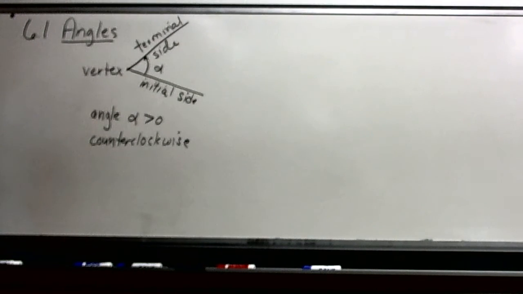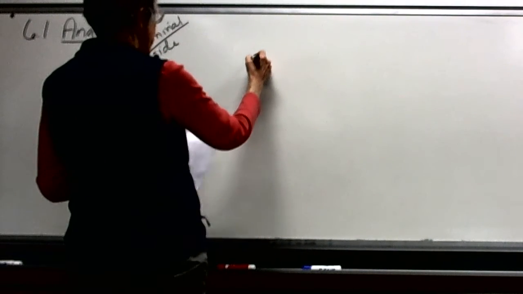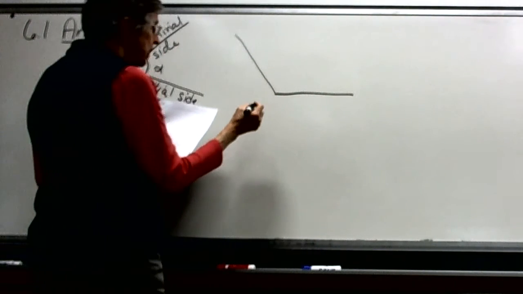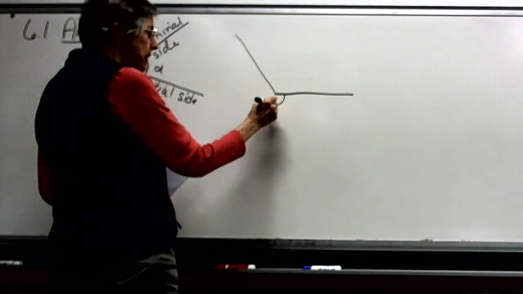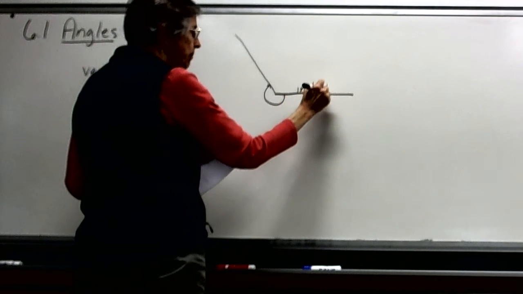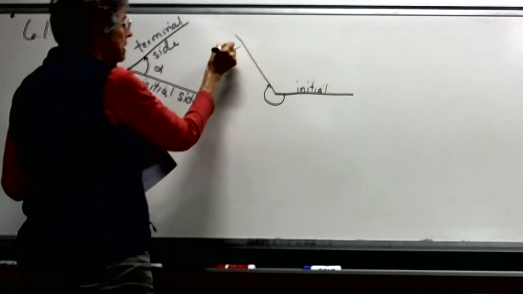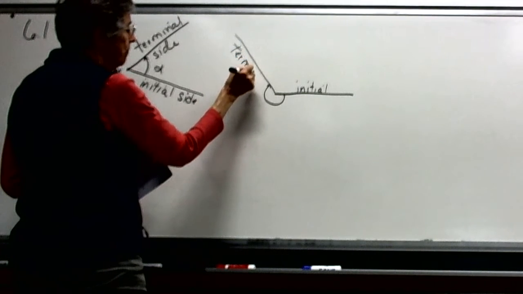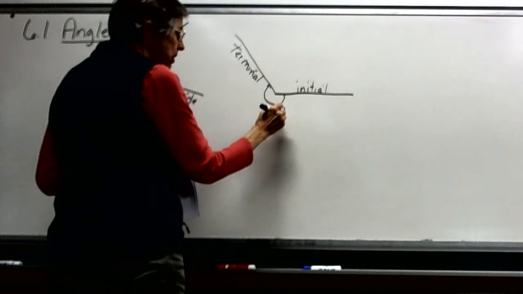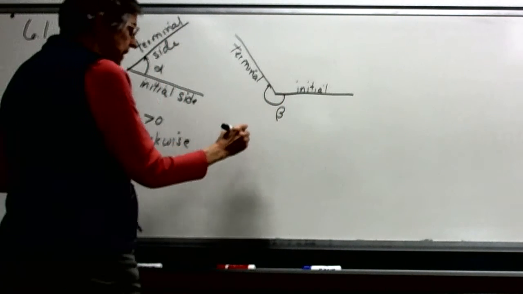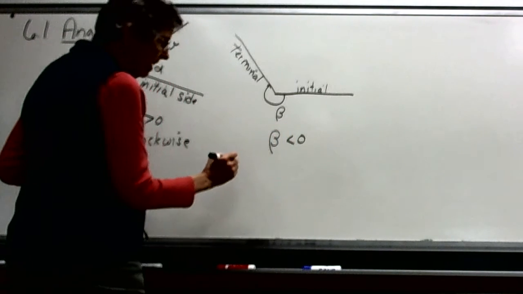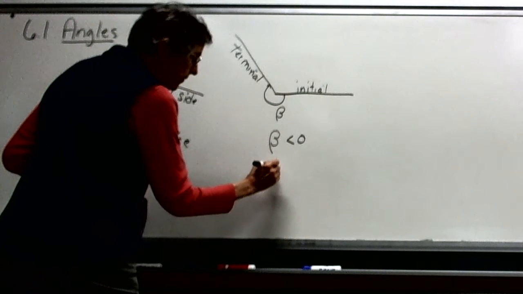We can also draw negative angles. So here is a negative angle, which we can call beta. And this time the arrow is going to go from the initial side to the terminal side, and it's going in a clockwise direction. So we'll call this angle beta, and notice that angle beta is a negative angle because it is clockwise.